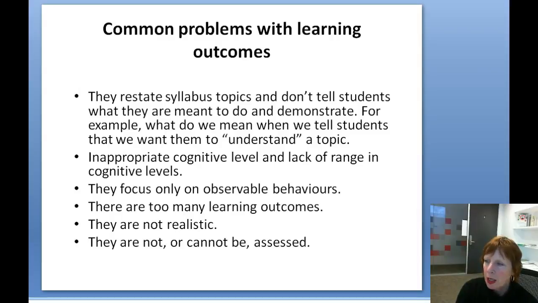do. Some of the other common issues are that the level of cognitive processing is inappropriate for the subject, or that there isn't a range of cognitive levels expressed in your learning outcomes. You can also focus too much on observable behaviours so that you're not really identifying the higher order thinking skills that we would expect for a subject in higher education. And lastly, problems arise when your learning outcomes aren't realistic, or they cannot be assessed.